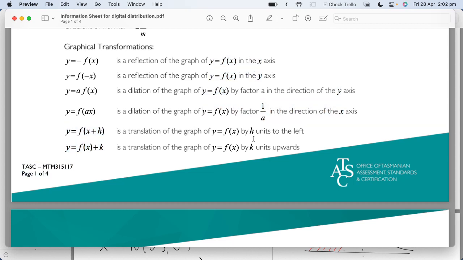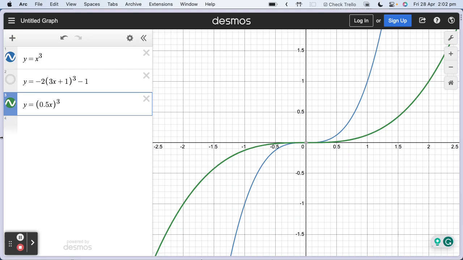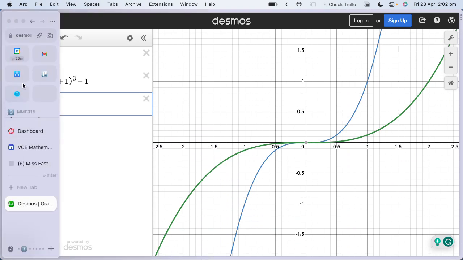Yes. Good. So if it says x minus h, it goes to the right. If it goes x plus h, it goes to the left. Yeah, thanks, Charlie. Good one. Okay. Back to the business at hand.